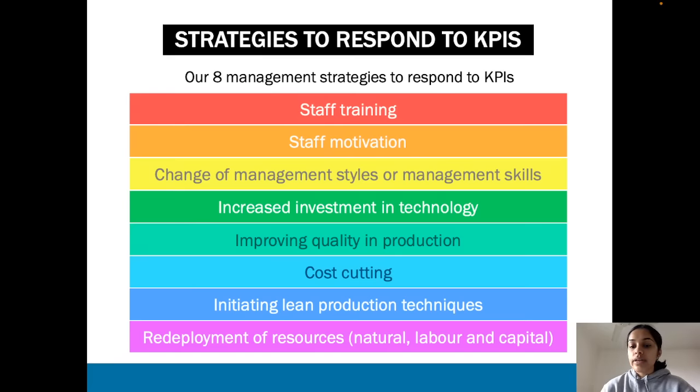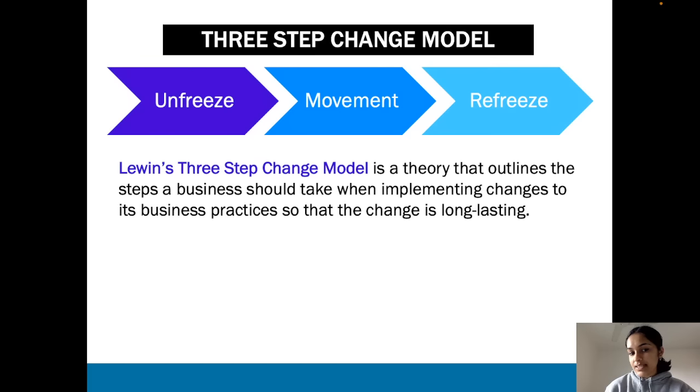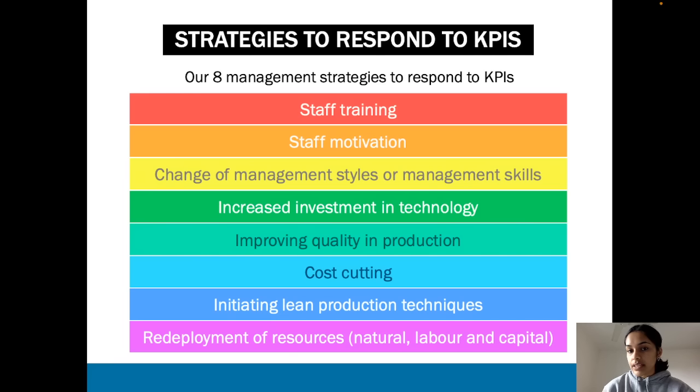So looking at natural, labor, capital. So labor, for example, they might redeploy employees from one department of the business to another department. And that can give employees a bit of challenge and stimulation, but also employees might see it as a way of gaining new experiences and learning more things, and that might help increase their motivation, and so that might help address staff absenteeism or turnover because they're more likely to attend work. Those are some examples of things that you could link these to with the different KPIs.